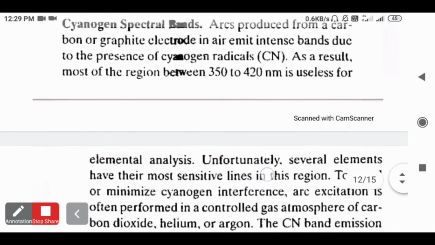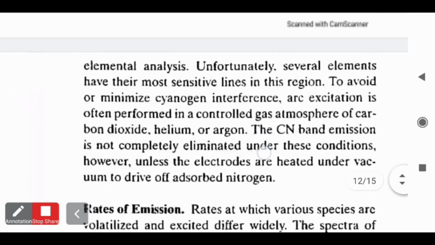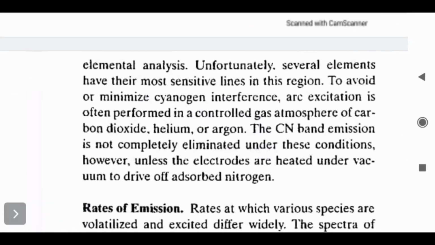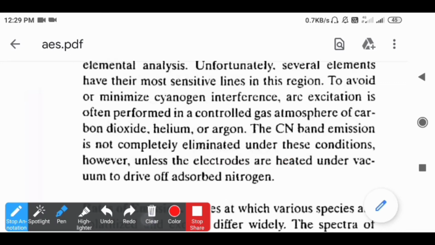These lines generally contain the lines for other elements also. Several elements show their most sensitive lines in this region, around 320 to 420. We get the lines for most of the elements here, and these lines are more sensitive to the particular element.